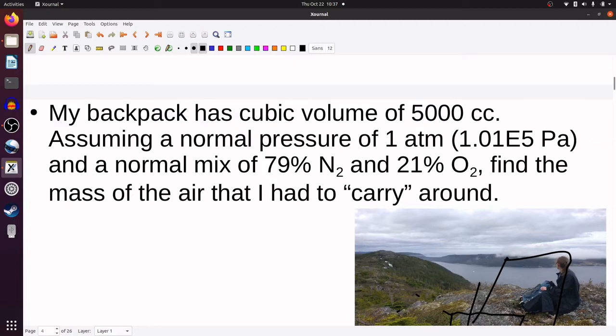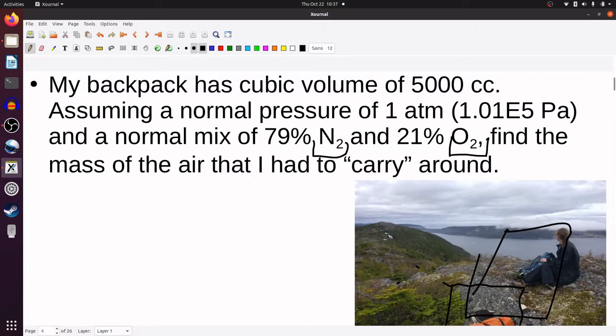Assuming a normal atmospheric pressure of 1 atmosphere, 1.01 times 10 to the 5th pascals, and a normal mix of air. We're not going to do the 0.5% like carbon dioxide and the small amounts of argon. We're just going to say 79% nitrogen and 21% oxygen. And those are N2 and O2. So if you remember from your chemistry class, you will find these gases as molecules since they pair off together.